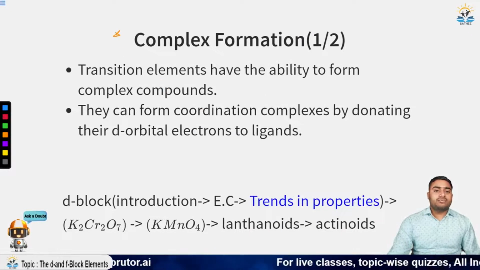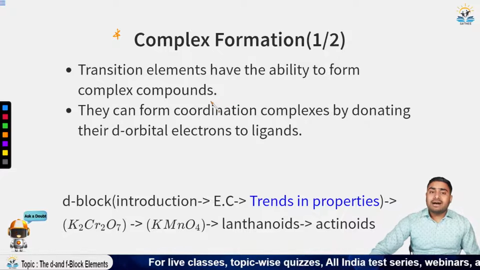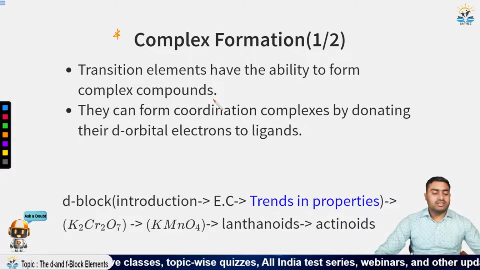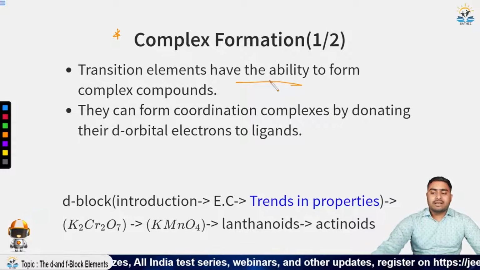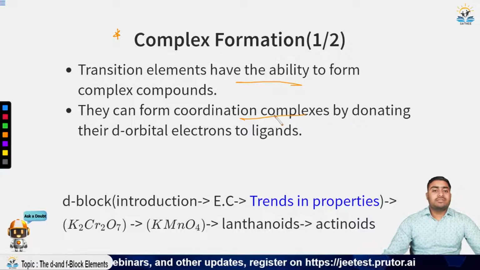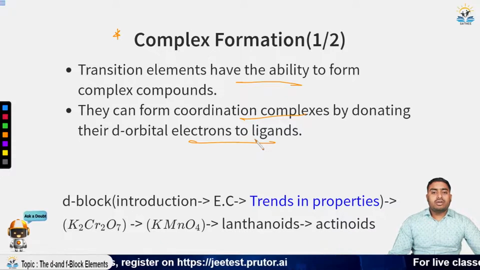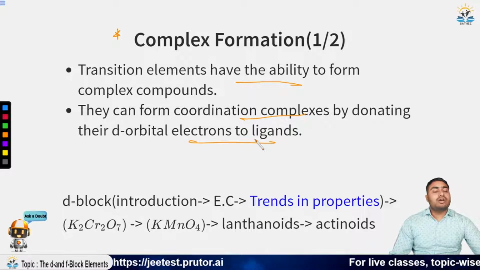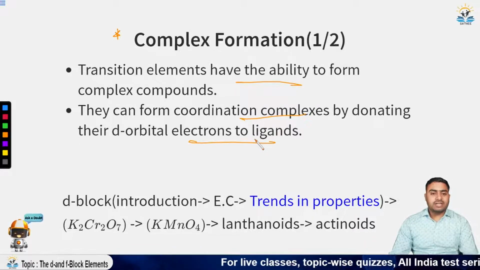Next is complex formation. Transition elements can form large complexes. They have the ability to form complex compounds. They can form coordination compounds. They can form coordination complexes by donating their d orbital electrons to the ligands, right? They can also accept electrons in their d orbitals from ligands, right? From ligands. So that's the point here.